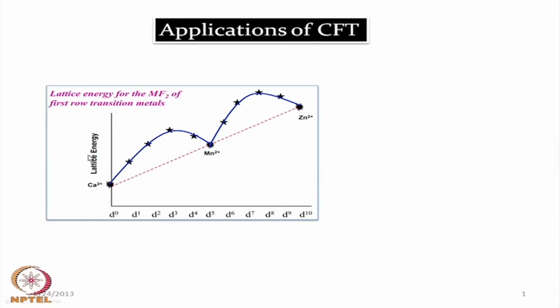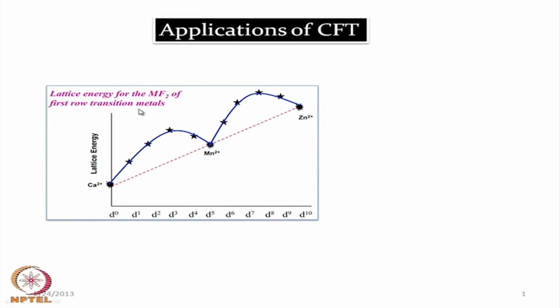So, if we plot, it is a very simple plot, we just write it in any fashion. On the x axis, we will plot the occupancy of the different d levels. So, straight away we can plot from d0, which is calcium, where we do not have any d electron present, up to zinc where the situation is similar, but here all the 3d levels are filled, having the electronic configuration 3d10 for zinc 2 plus.